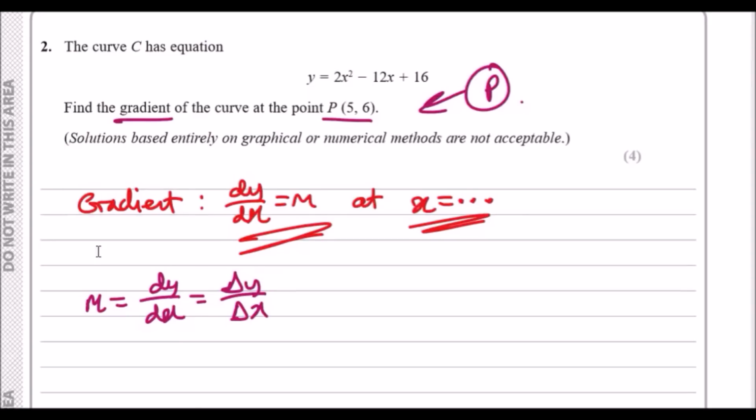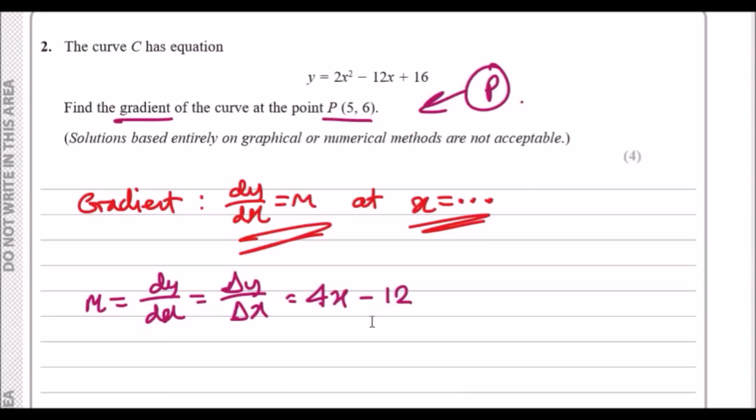Now, when it comes to an equation like this, like quadratics or cubics, you could use both, but in my case, I would just use dy over dx. I would differentiate this equation firstly. So let's go ahead and differentiate. So 2x squared becomes 4x. The idea is to drop the power down and subtract 1 from it. Next one, 12x becomes just 12, so it'll be minus 12. And finally, 16 becomes 0.